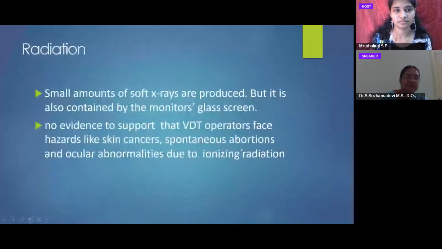Next. Radiation. This is the most talked about, but there is nothing like radiation from the screen that is harmful to you. No study has found it. Everything says that it is harmless to view the computer for any number of hours, except that you get eye problems. Next slide.